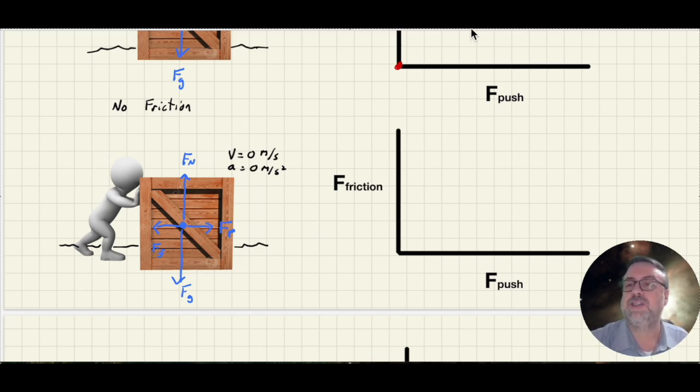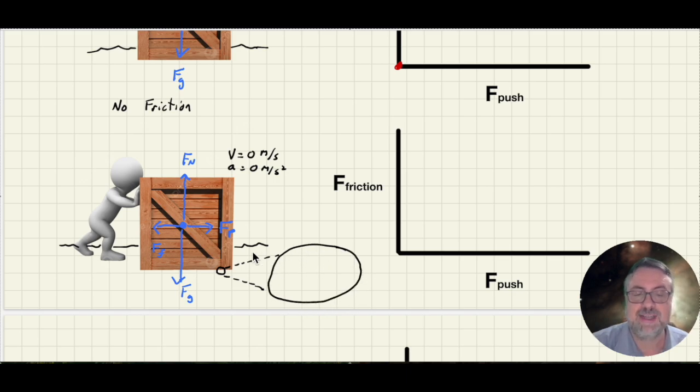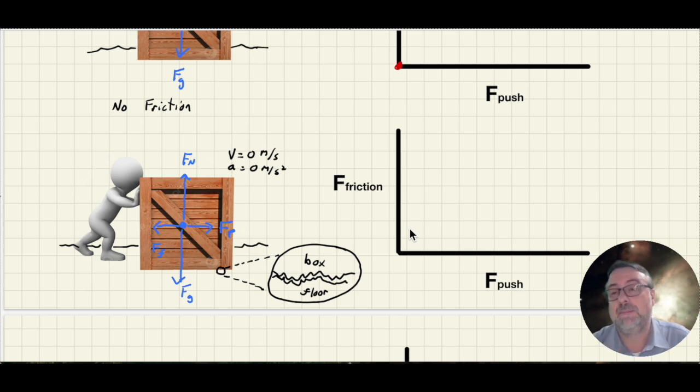Now, the reason why friction exists is what's happening microscopically at the interface between the surfaces. If I could zoom in on just this small section and look under a microscope at what was going on between these two surfaces, what I would see is there is no smooth surface. What I would see is a jagged surface due to the box and an equally jagged surface due to the floor. And these two surfaces are locked together like puzzle pieces.